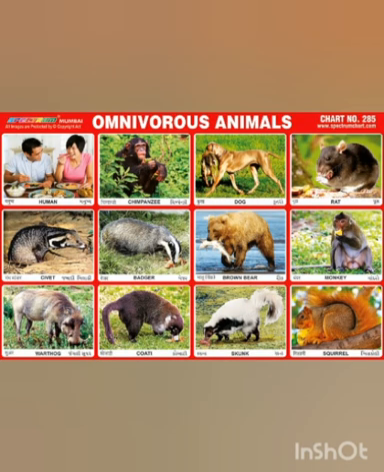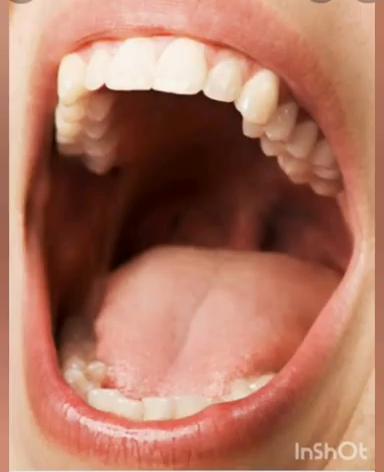So next one is omnivores. Omnivores eat both plants as well as the flesh of other animals. Both plant and flesh-eating animals are called omnivores. Human beings, bears, crow, dog, cat are some of the examples of omnivores. And they all have well-developed canines for tearing flesh as well as broad and flat molars for crushing vegetable matter.